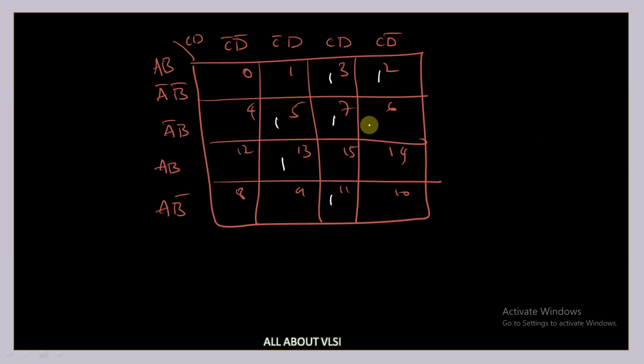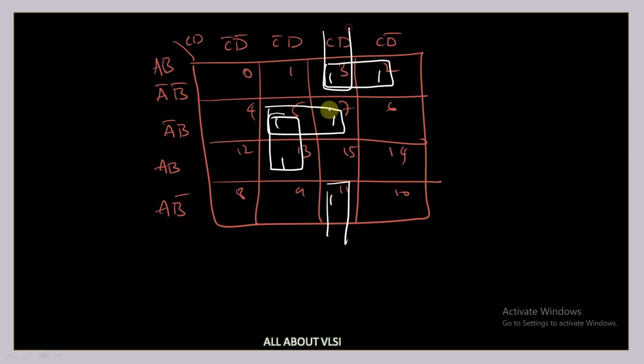Okay, and we need to group them. So what are we getting if we are grouping them? So I can group this two, and I can group this two, and what else I can group? This two I can group, and this I can group with the corner term. Shall I consider this two grouping 3 and 7? Shall I do this grouping also?